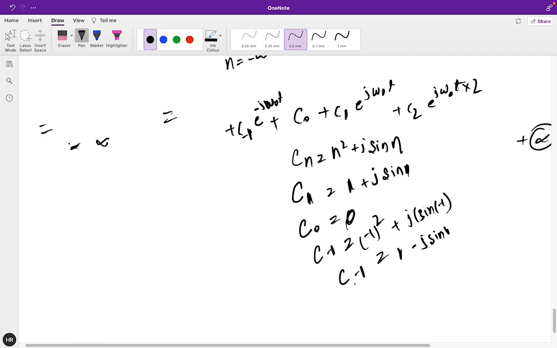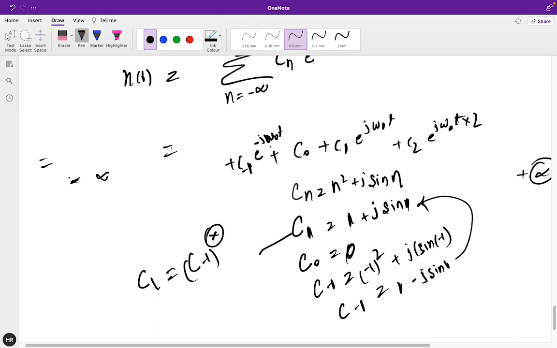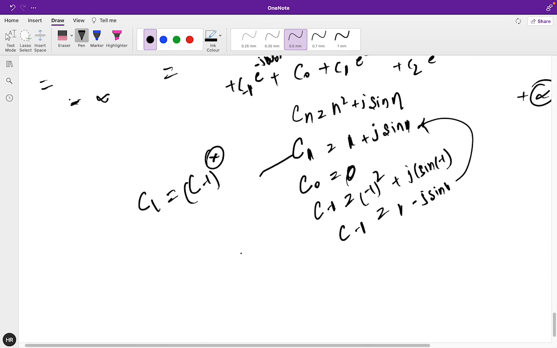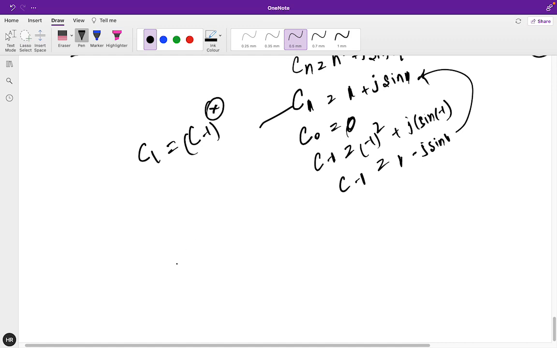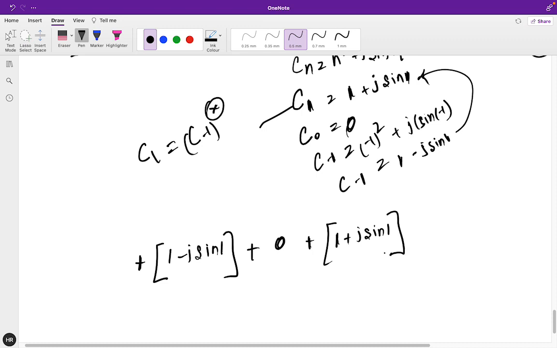So you got the signal like this, and check it. Is c of 1 equal to c of minus 1 conjugate? We are getting the same thing. If you conjugate this, you will get the other one, because our signal is a real signal, that's why this condition is satisfied. Now if you substitute in the formula, c of minus 1 we got 1 minus j sine 1, c of 0 is 0, plus c of 1 is 1 plus j sine 1. Here e power minus j omega naught t will come, here e power j omega naught t.